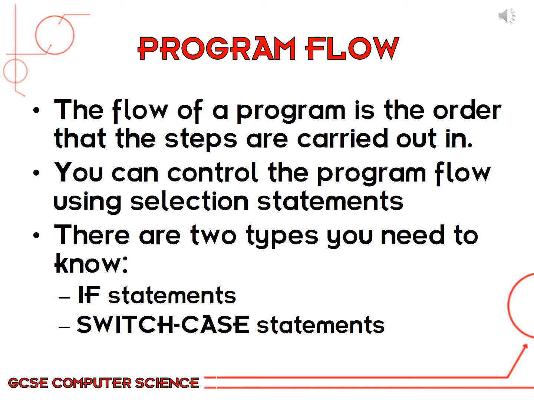Now the term program flow is basically the order that the steps are carried out in within your program. So sometimes your computer is going to run the program and it might jump to a different line of code depending on what's happening during the program.